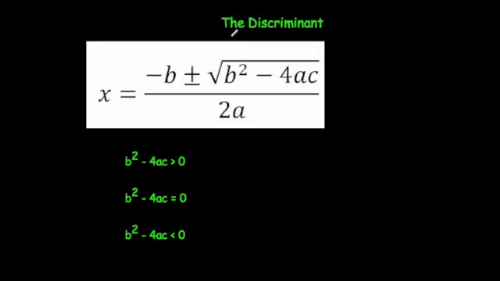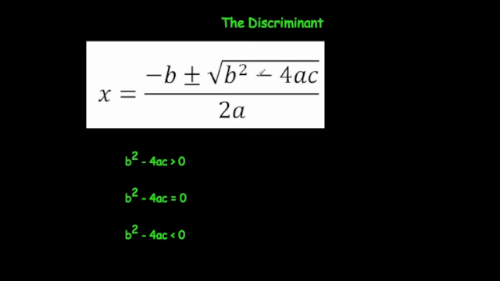In this video we're going to look at the discriminant. So the quadratic formula, as you should know, is x equals negative b plus or minus the square root of b squared minus 4ac all over 2a. The b squared minus 4ac is what we call the discriminant because it will determine how many roots this has. Roots is another word for solutions.